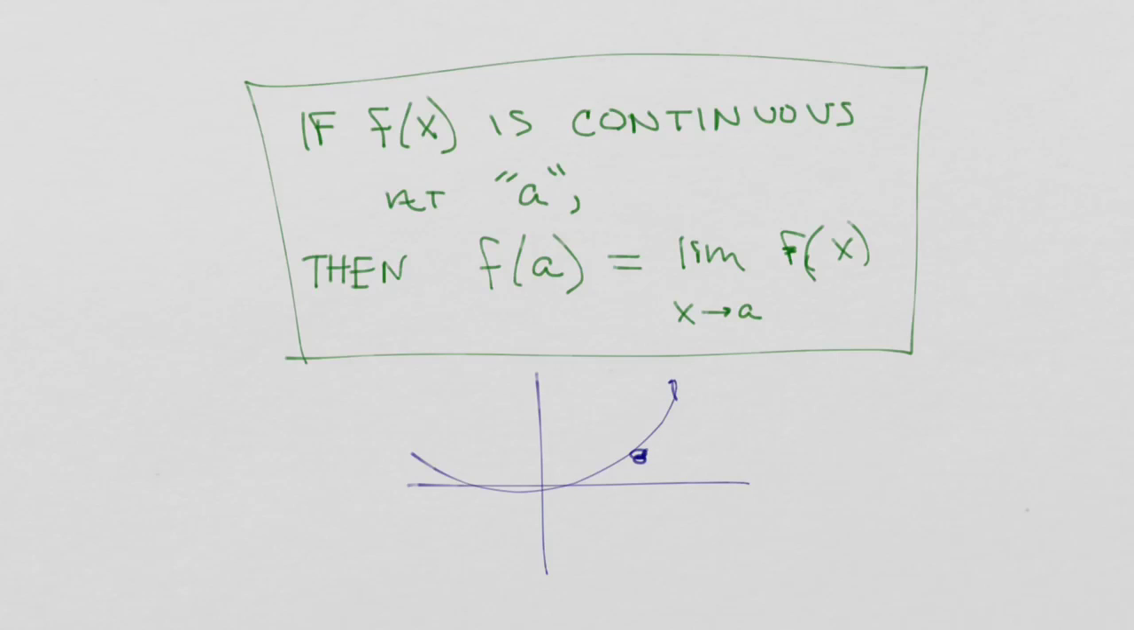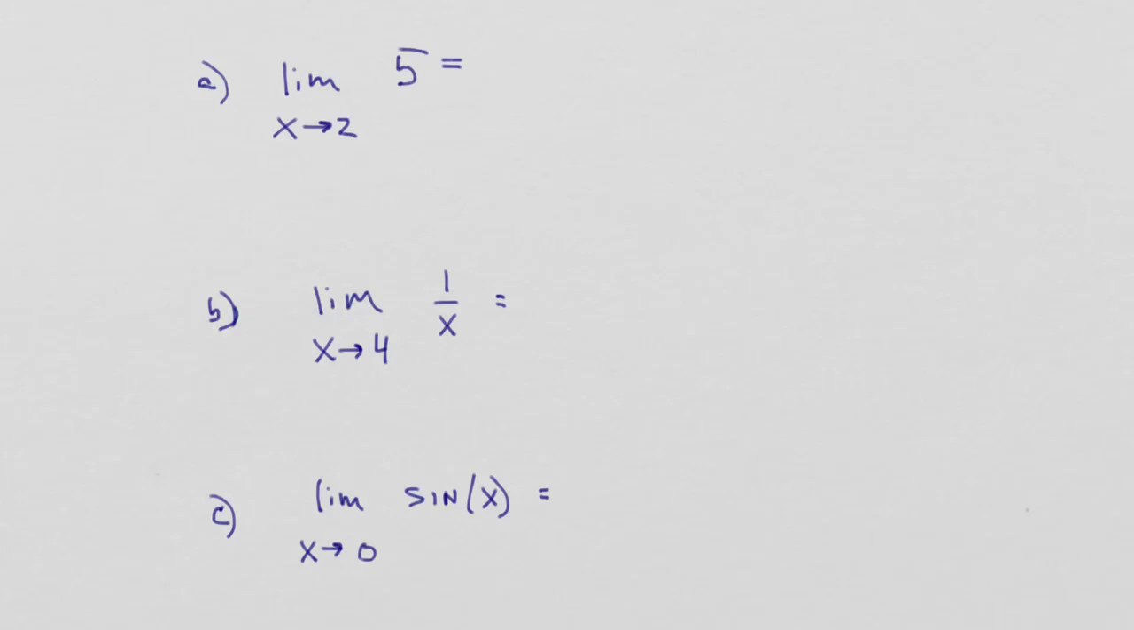all we're saying in layman's terms is that as we get infinitely close to this point right here, from both directions, it happens to be the same as what's actually going on at that point, because there's not a gap or discontinuity or a break or a hole. So let's wrap up with 3 quick examples here. We're going to go ahead and find these limits.